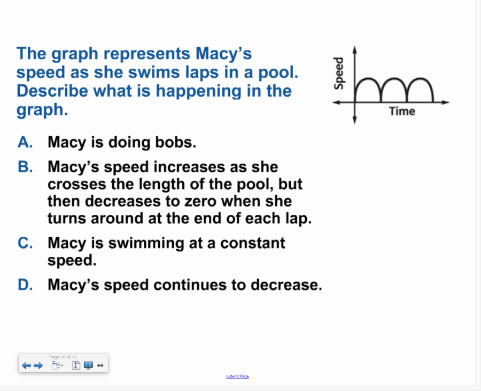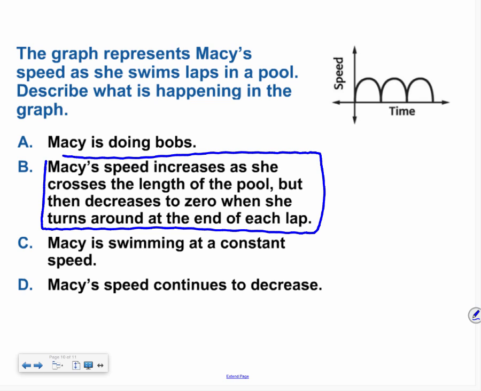Okay? Take a look at this example and see how you do. Hopefully for this graph, you decided that Macy's speed increases as she crosses the length of the pool, but then decreases to 0 when she turns around at the end of each pool. So she starts at one end, she's going faster and faster, she reaches the other end, turns around, and then she increases again, and then she's turning around. She gets faster and turns around again. Okay? That is what is happening in this graph.